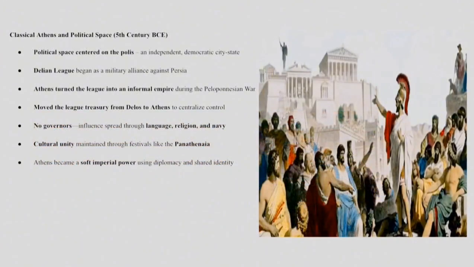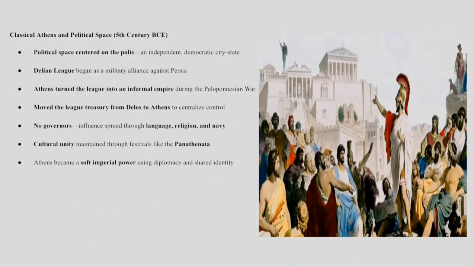Here, classical Athens is a city with democracy. It joined with other cities in the Delian League to fight Persia. Later, Athens took control of the league. They moved the league's money to Athens to become more powerful. Instead of using force, Athens used language, religion, and its navy to control.